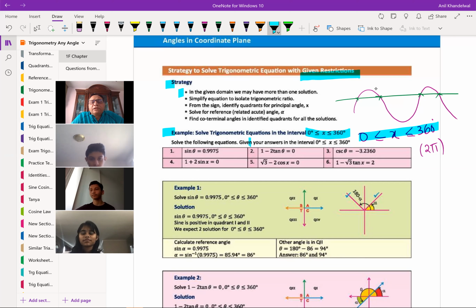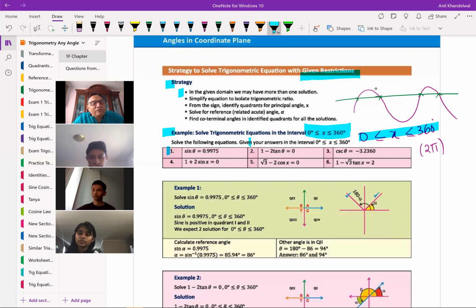So we have very simple equations here, and we will see how we solve them. The very first one is sin θ = 0.9975. A very simple solution is that you can use your calculator and find the inverse, so θ is sin⁻¹(0.9975). Once you do that, you will get one solution. However, within this interval of 0 to 360 degrees, there are two solutions because the sine value is positive, correct? How do you get the second solution?